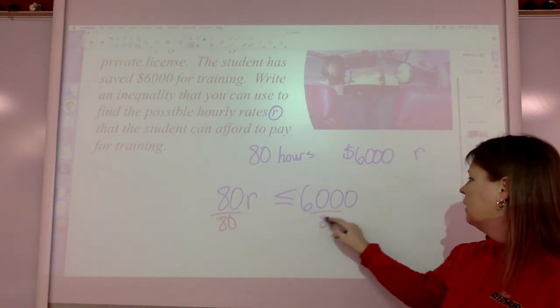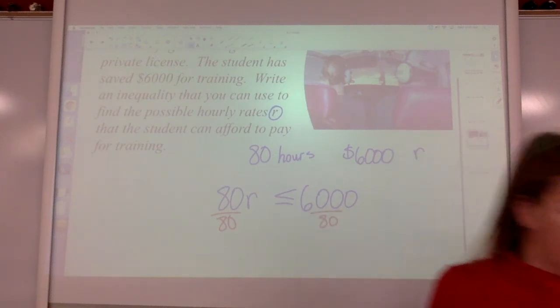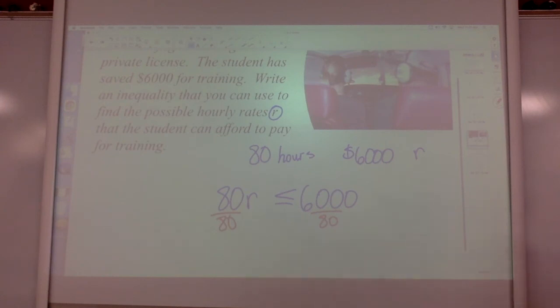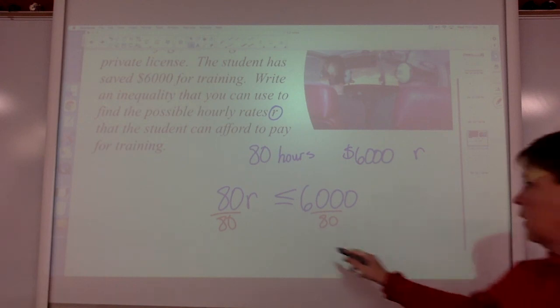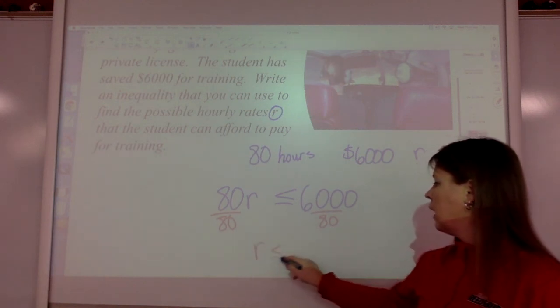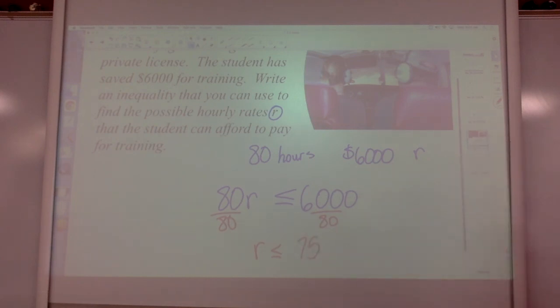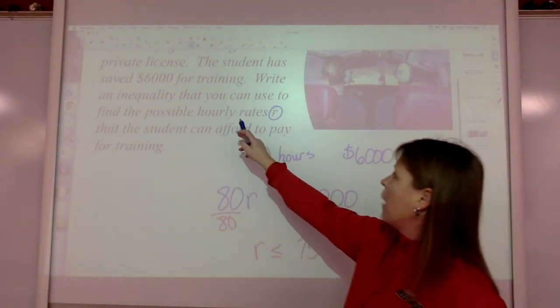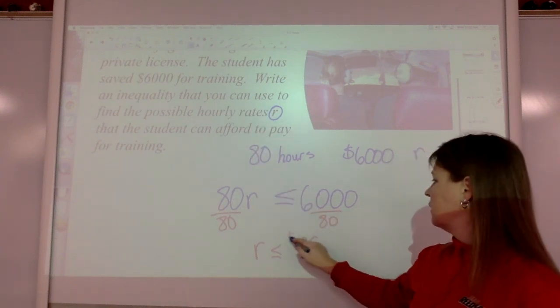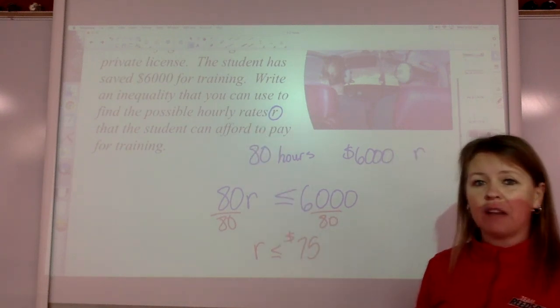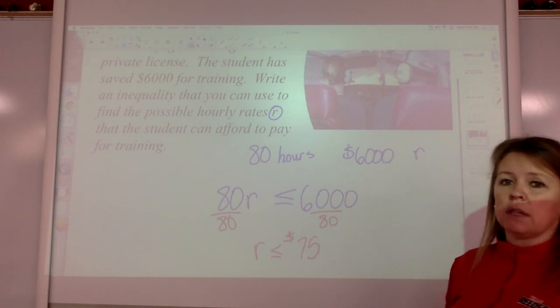Divide by 80 on both sides. And we will have a real life answer here. Take 6,000, divide it by 80. It actually comes out to a whole number anyway. r has to be less than or equal to 75, and because it's a real life problem, get a label on there. Hourly rates, $75 an hour to get your flight training.